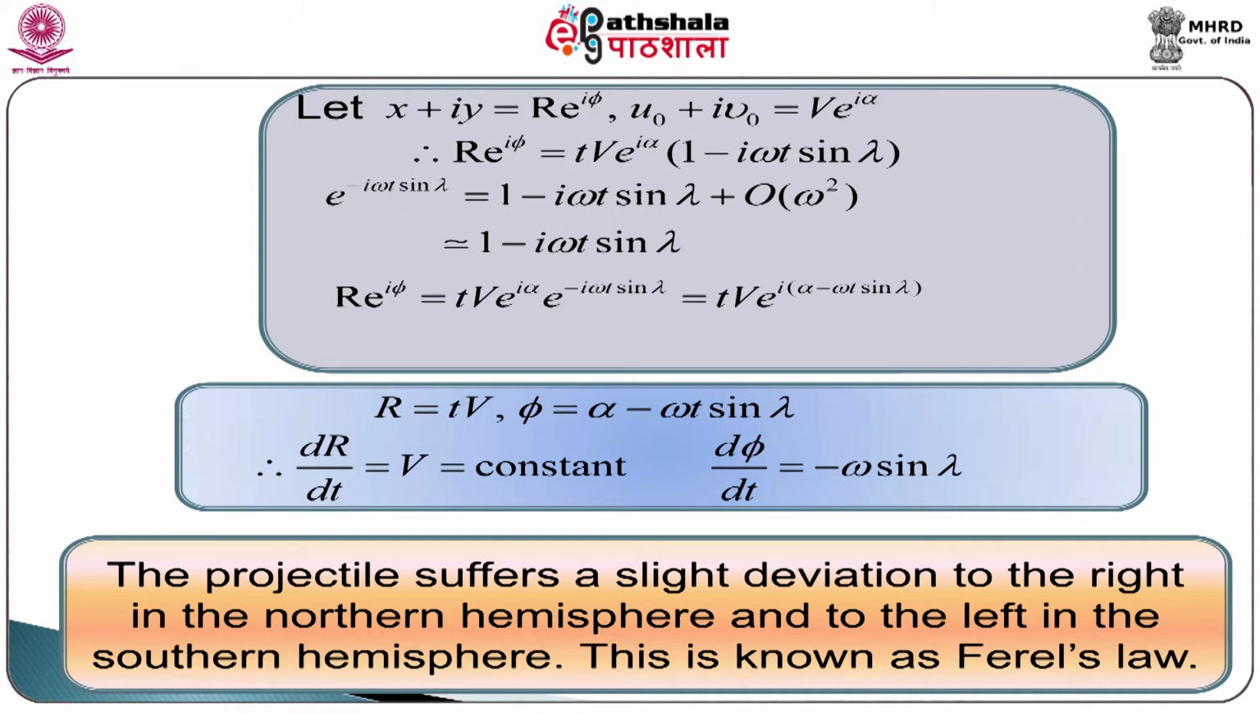In the northern hemisphere, lambda is positive and the rotation is clockwise when viewed from above. On the other hand, in the southern hemisphere, it is counterclockwise. This means that the projectile suffers, on account of Earth's rotation, a slight deviation to the right in the northern hemisphere and to the left in the southern hemisphere. This is the famous Ferrel's law.